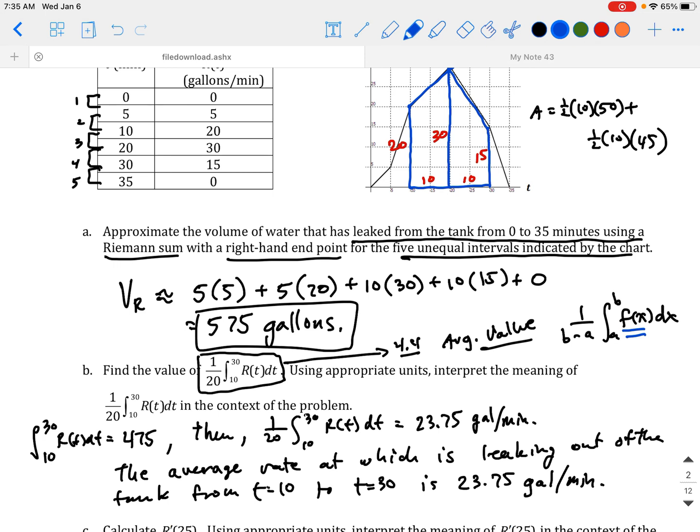So the key here is the explanation. We've got the value, now we just need to put the value in context. The average rate at which we are leaking is the value on the time domain, and then using that value appropriately. So the average rate at which water is leaking out of the tank from t equals 10 to t equals 30 is 23.75 gallons per minute. And we can see, looking at our values from 10 to 30, that seems reasonable.